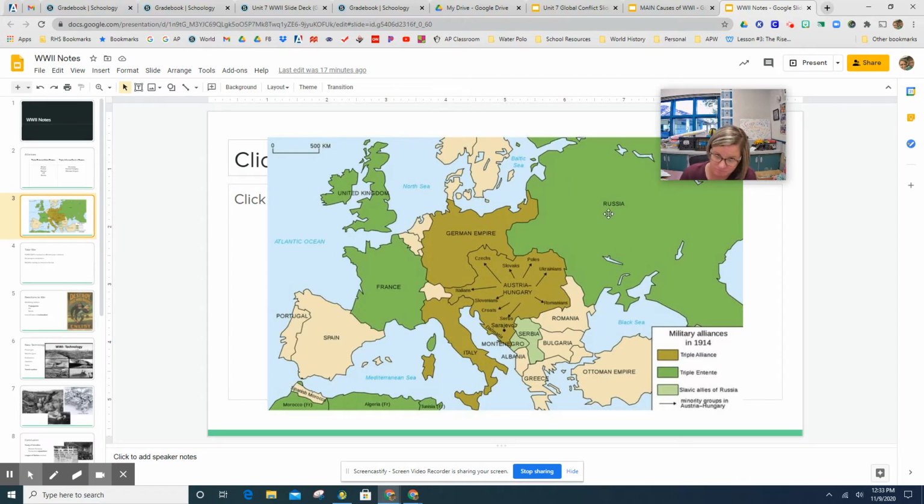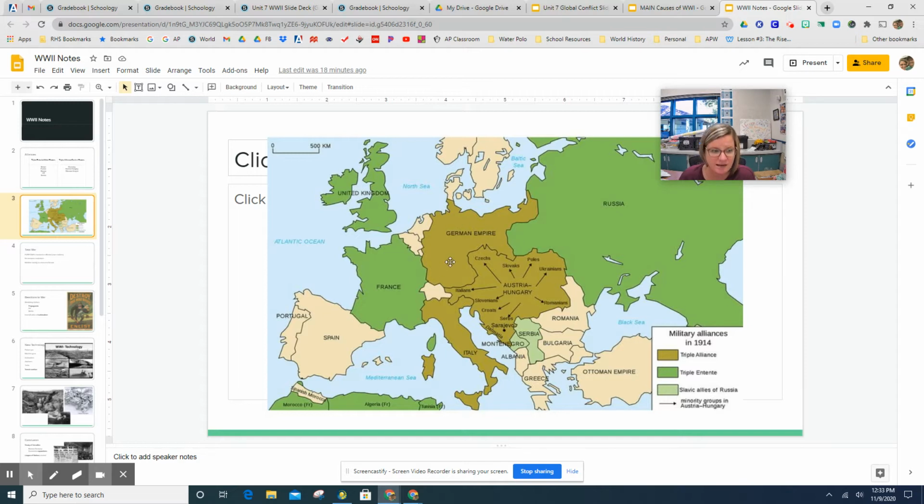Okay, now the assassination is going to happen in Sarajevo. The guy who assassinates the Archduke is from Serbia, and Russia is an ally to this little area down here because they have common culture, common language, okay, Slavic people. And so Russia gets kind of tied into this.